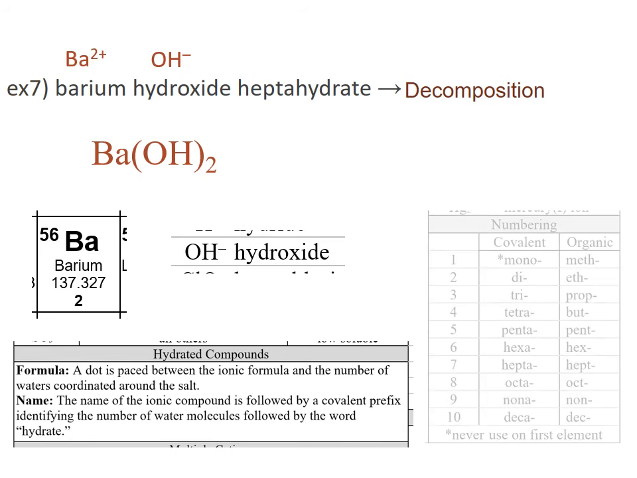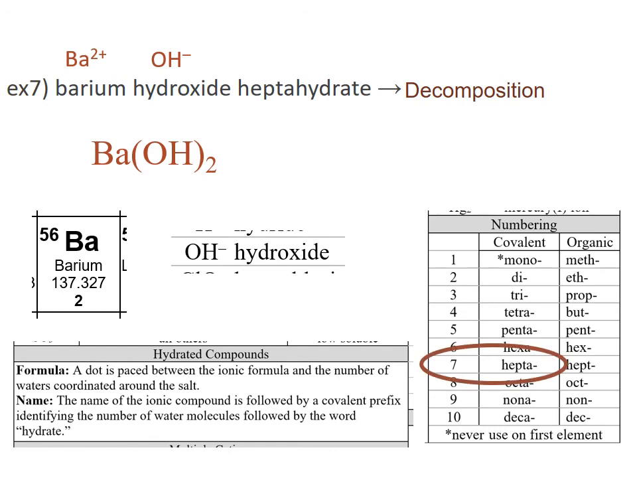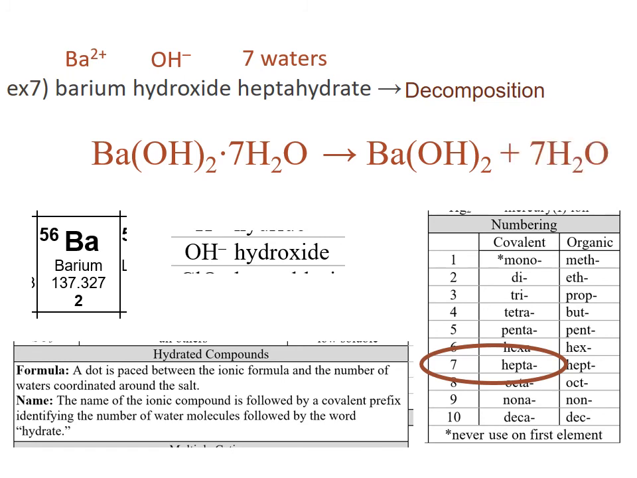Hepta, a covalent prefix, means 7. So I have 7 waters. And it says when we write the formula, a dot is placed between the ionic formula and the number of waters coordinated around the salt. So I will write after the Ba bracket OH bracket 2, 7H2O. And this is decomposition. And in the notes we said if it's a hydrated compound, the water gets separated from the salt. So barium hydroxide is by itself, and we've separated the 7 water molecules. So instead of having a dot, we will have plus 7H2O.